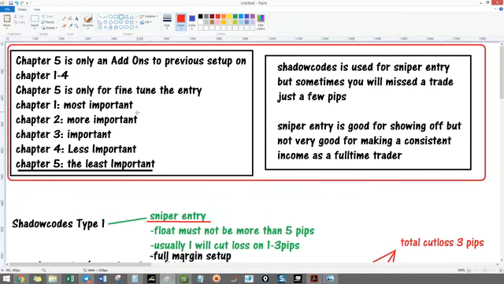Okay. The least important. Least important. Okay. Which means not as important as the previous chapters. Okay. Your core is on chapter 1, chapter 2, chapter 3. And chapter 4 and chapter 5 are only add-ons. Okay. 1 to 3 is very important. Alright.